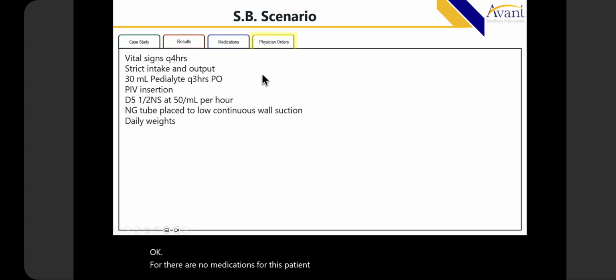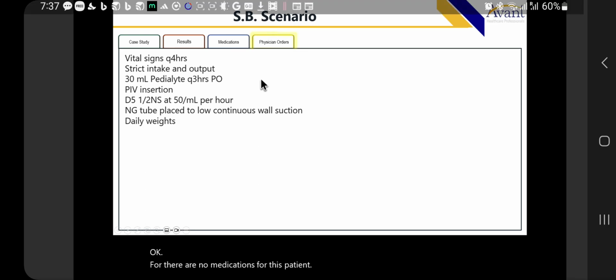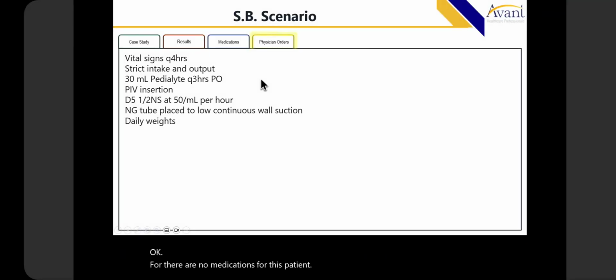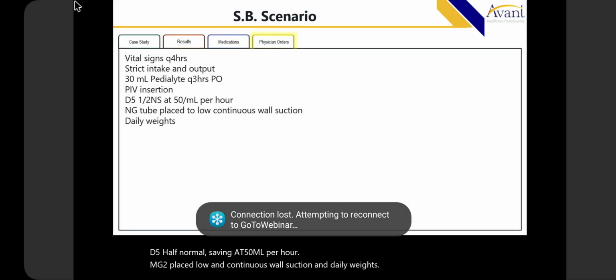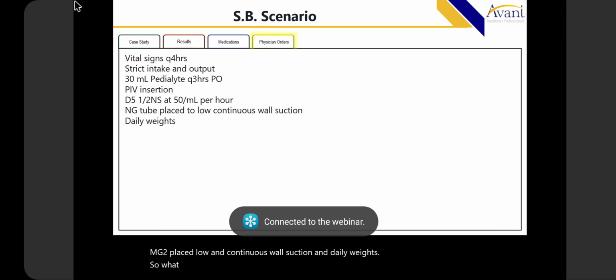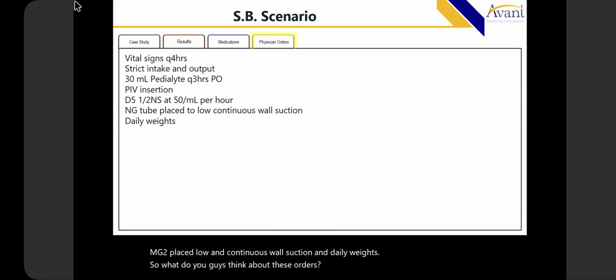Orders are: 1, vital signs Q4 hours; 2, strict I&O; 3, 30 mLs of Pedialyte every 3 hours PO; peripheral IV insertion; NG placed to low and continuous wall suction; and daily weights. Okay. So what do you guys think about these orders? Anything here that you're concerned about, or does this look appropriate?